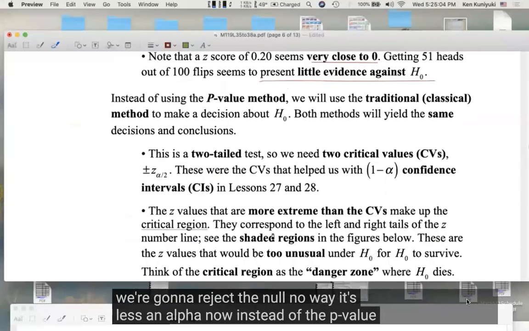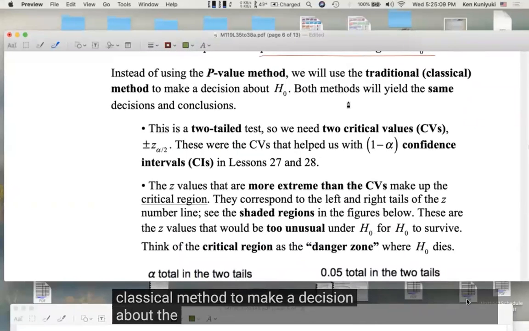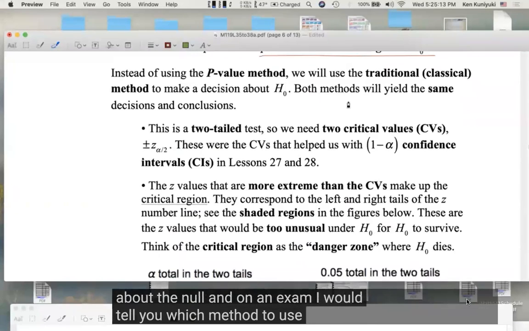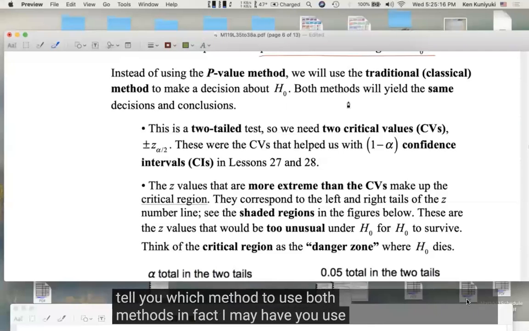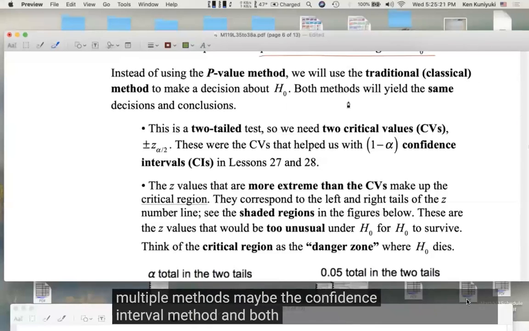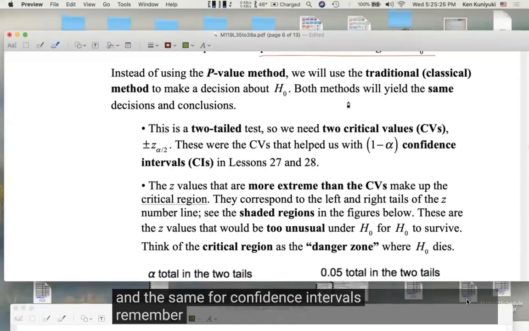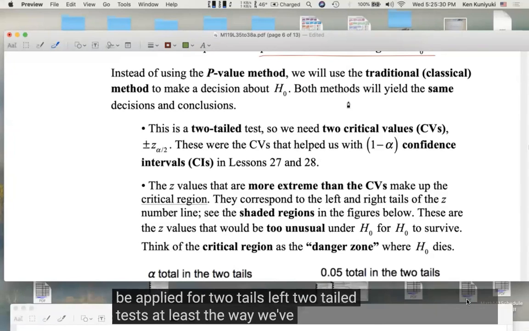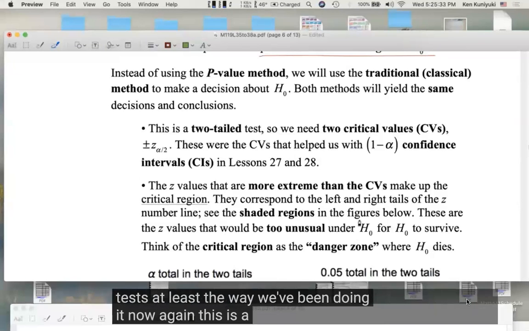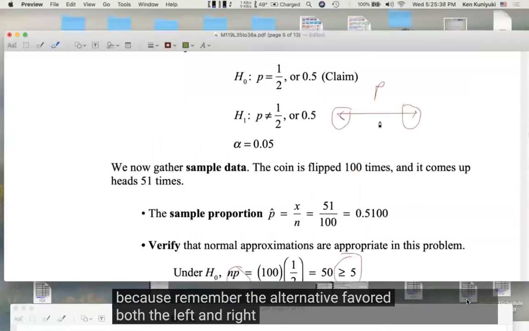Now, instead of the p-value method, we will use the traditional or classical method to make a decision about the null. And on an exam, I would tell you which method to use. In fact, I may have you use multiple methods. Maybe the confidence interval method. Both methods will yield the same decisions and conclusions. And the same for confidence intervals. Remember that confidence intervals can be applied for two-tailed tests, at least the way we've been doing it. Again, this is a two-tailed test because the alternative favored both the left and right tails.